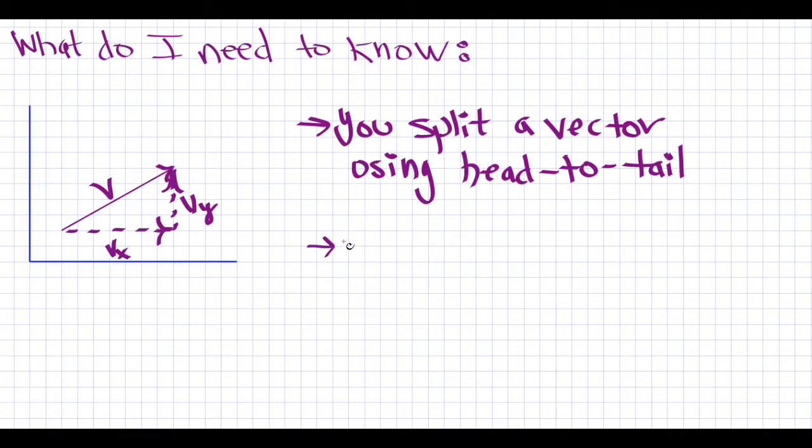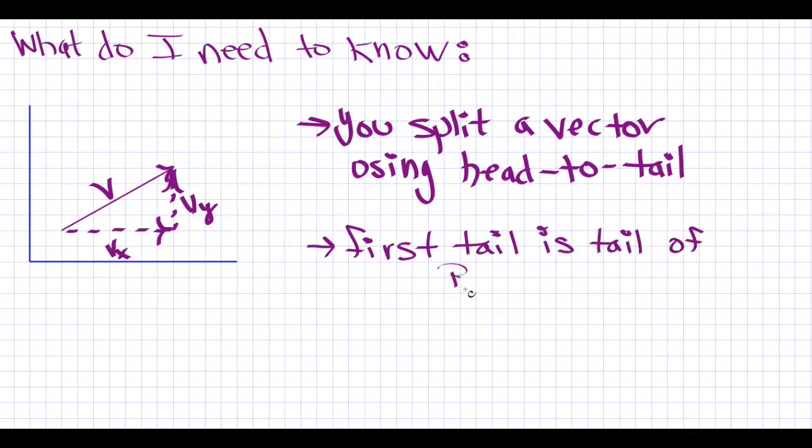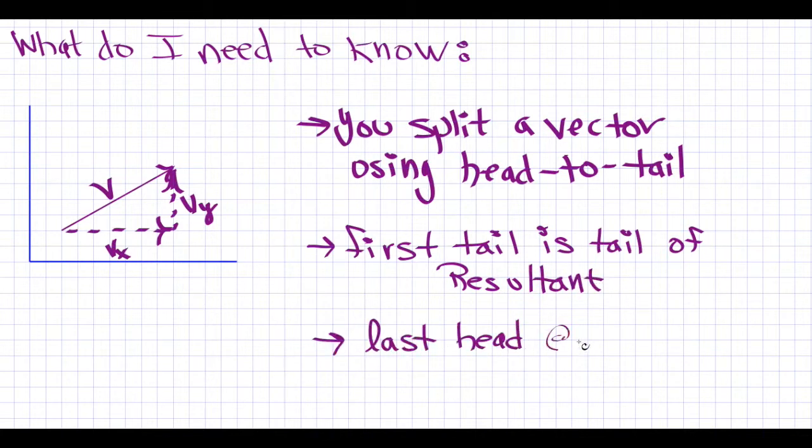So the tail of your resultant, the tail of my big V, becomes the tail of my first component, which is Vx. And then Vx obviously has a head on the opposite end, and the head of my last component has to be right at the head of my big V. As long as I keep on going head to tail, I should always be in good shape.